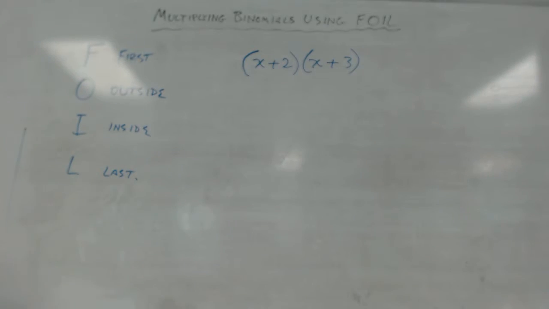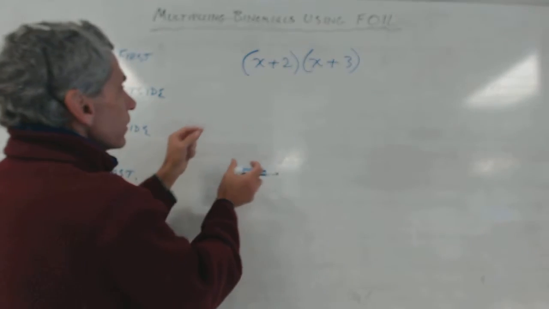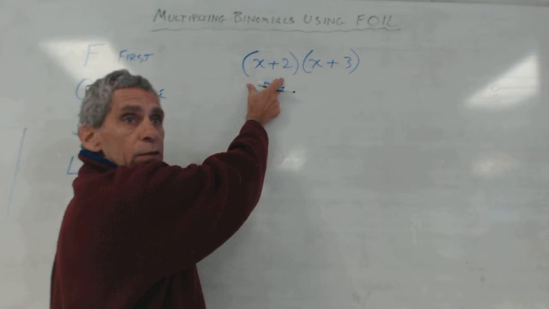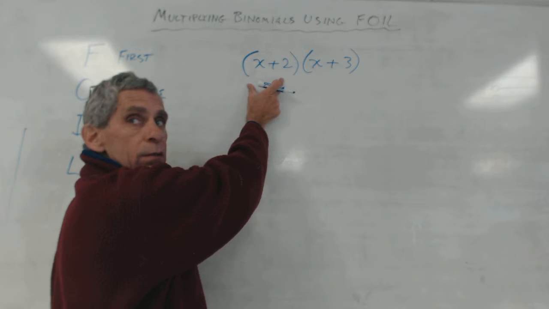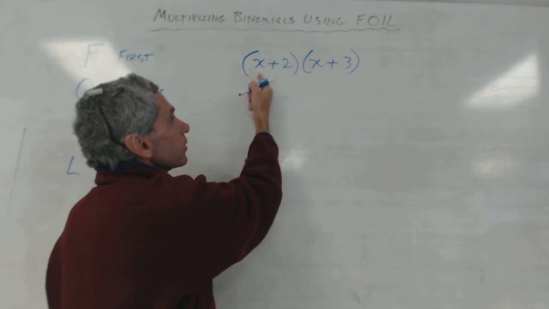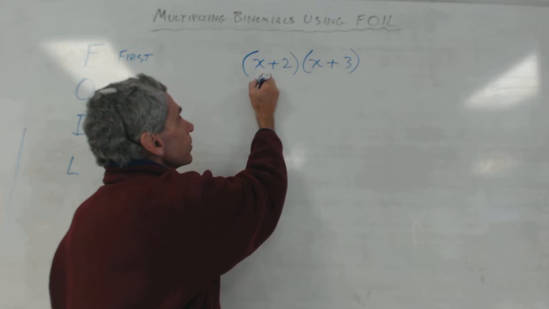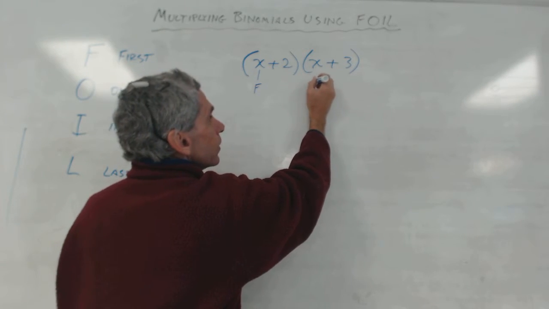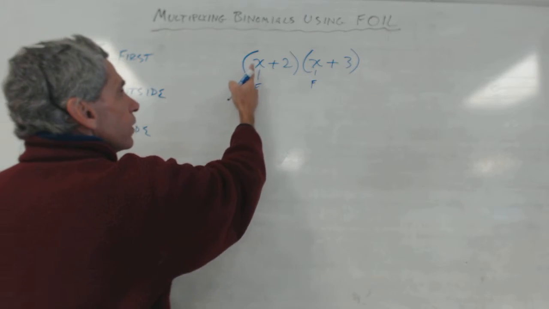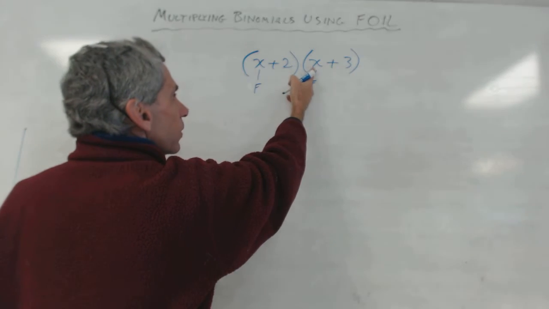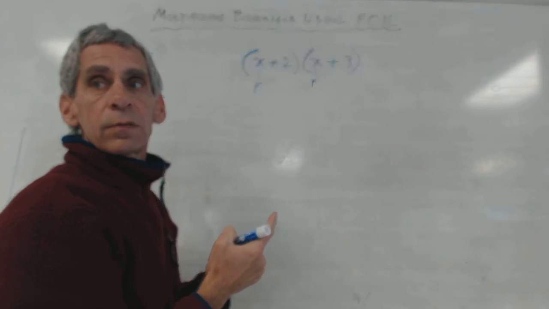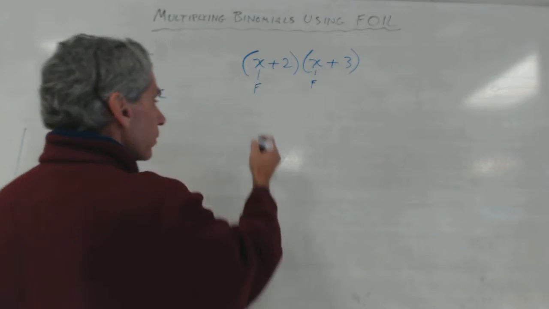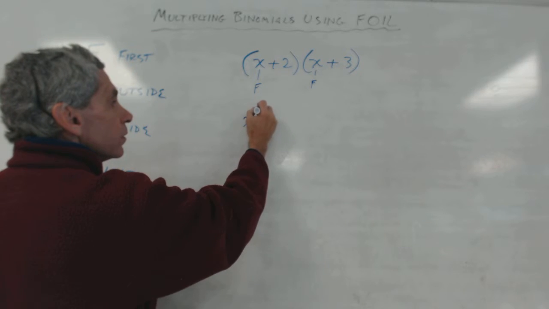Okay? So I have to figure out what is first, what's outside, what's inside, what's last. First means the first number of this binomial. The first thing in this binomial is the x. So this is my first, right there, and this is my first on this one. So what is the first number here times the first number there? What's x times x? X squared, right? So I would write x squared.